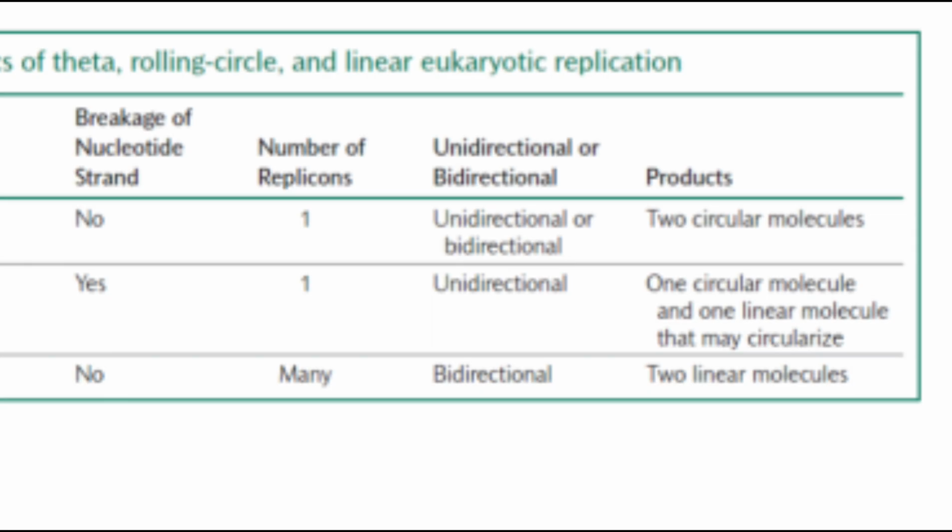And the product of the theta replication model is two circular molecules, whereas in rolling circle we get one circular molecule and one linear molecule that may be circularized, and two linear molecules are formed in the linear eukaryotes.